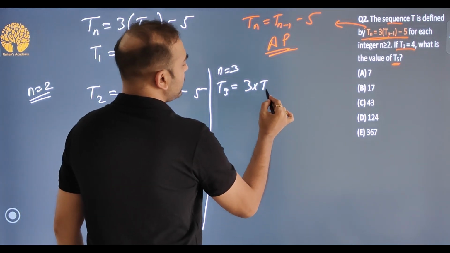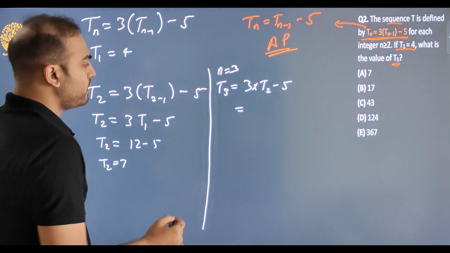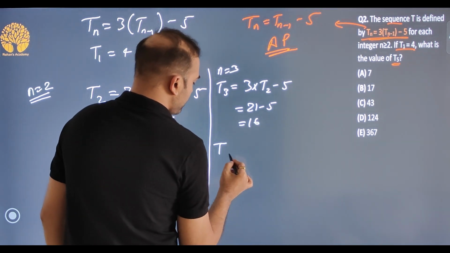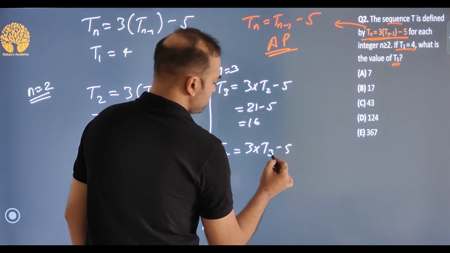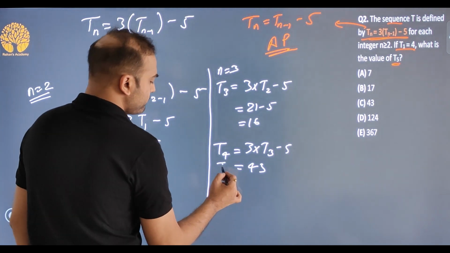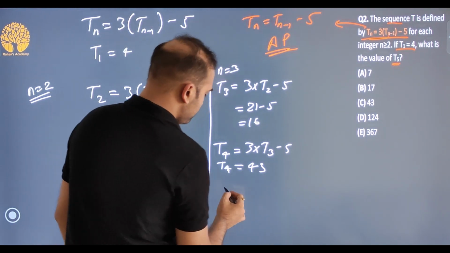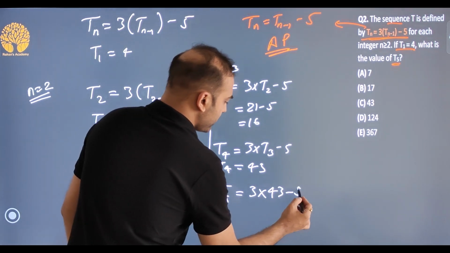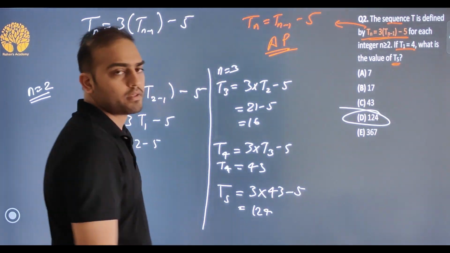Now that I know T2, I will find T3 by putting n as 3. T3 is 3 times T2 minus 5, right? Which is 3 times 7, 21 minus 5, that's 16. T4 is 3 times T3 minus 5, 48 minus 5, 43, right? I want T5. T5 is 3 times 43 minus 5, 124. Okay.